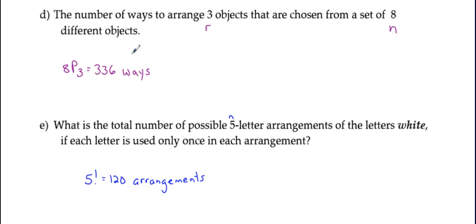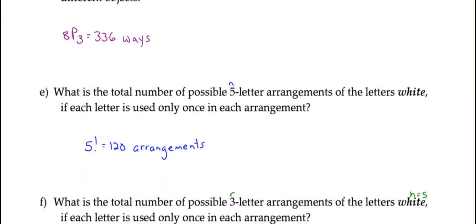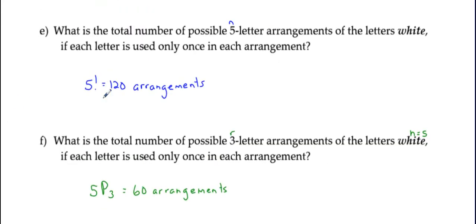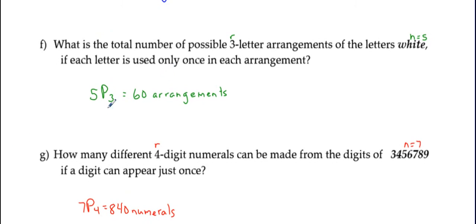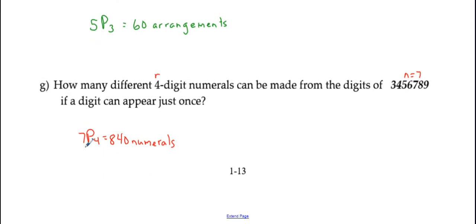For question D, you are not using all the values, so you're not using all the objects, so it's an NPR. For E, you are using all the objects, so it's an n factorial. F, you are not using all the objects, so it's an NPR. And G, you are not using all the objects, so it's an NPR.